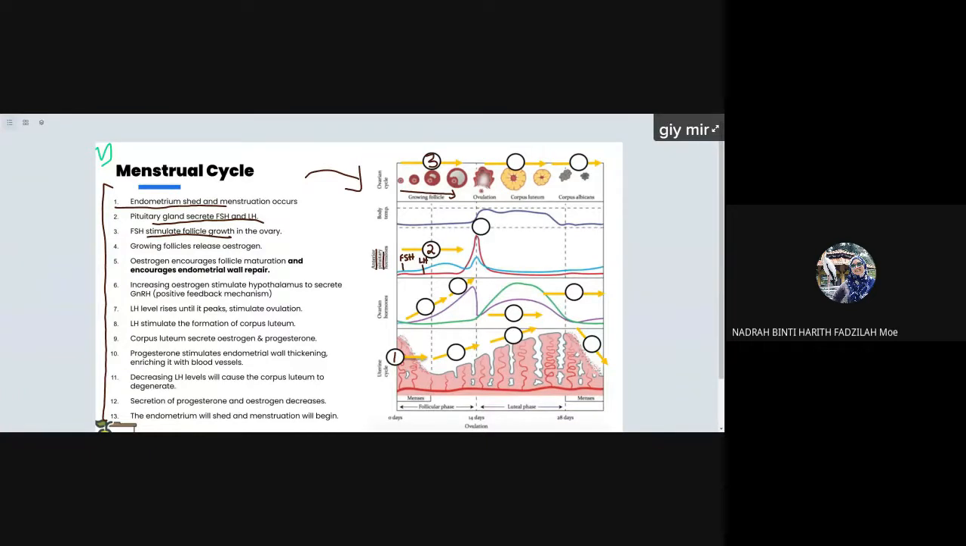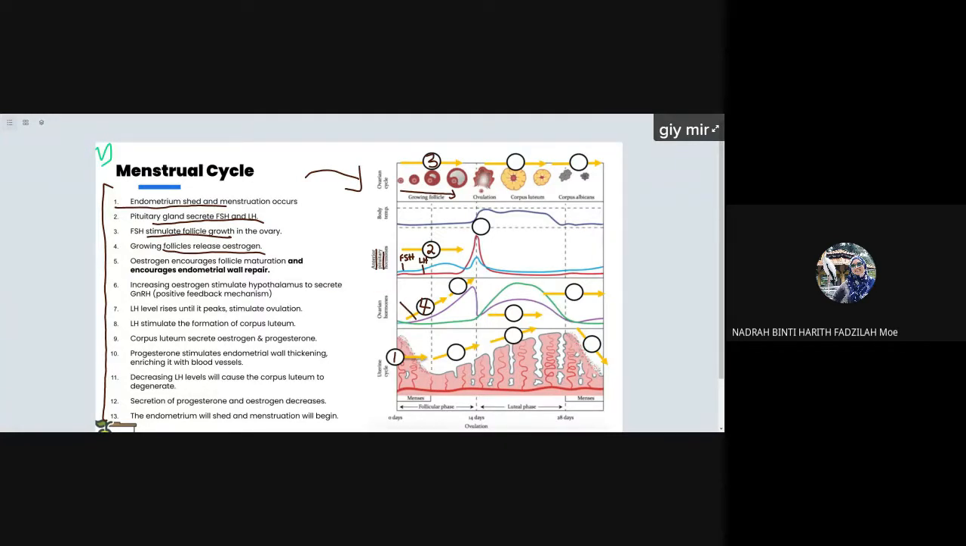Okay, now apa pula peranan follicle ni? So, the growth of follicle causes an increase in estrogen. Follicle function dia ialah release estrogen. So, statement number 4 is right here, dekat graph yang warna purple. So which one is estrogen, which one is progesterone? The purple one is estrogen.